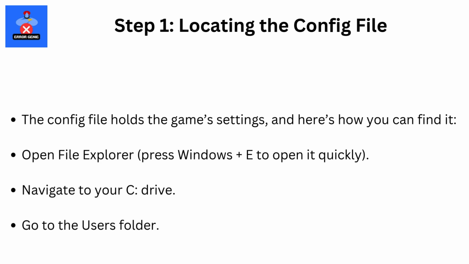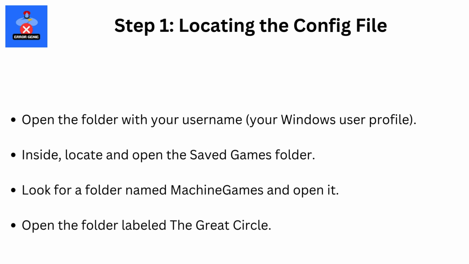Locating the config file. The config file holds the game's settings, and here's how you can find it. Open File Explorer. Press Windows plus E to open it quickly. Navigate to your C drive. Go to the Users folder. Open the folder with your username, your Windows user profile.